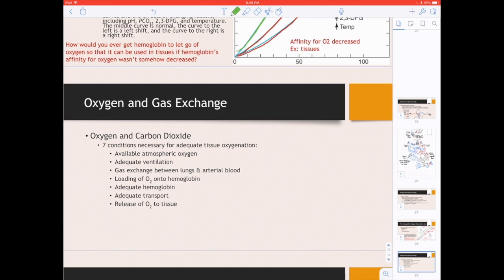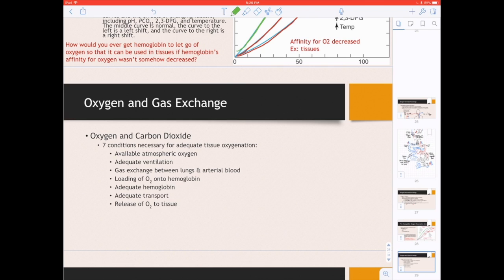So first of all, you've got to have available atmospheric oxygen, right? You've got to have oxygen in the air to breathe in. You've got to have adequate ventilation. You need to have an adequate gas exchange between the lungs and arterial blood. That's what we went through in that diagram. You've got to have a good gas exchange between the lungs and arterial blood. You've got to have a hemoglobin that's able to pick up oxygen. So that's relating back to the hemoglobin oxygen dissociation curve.